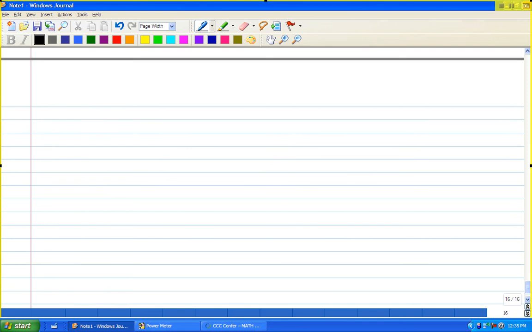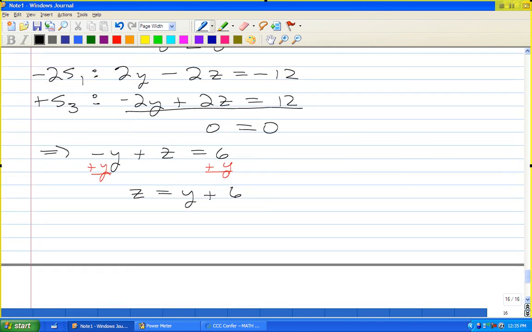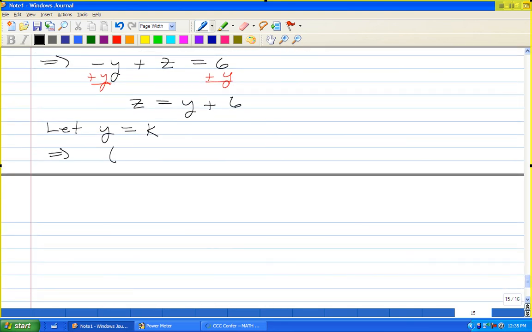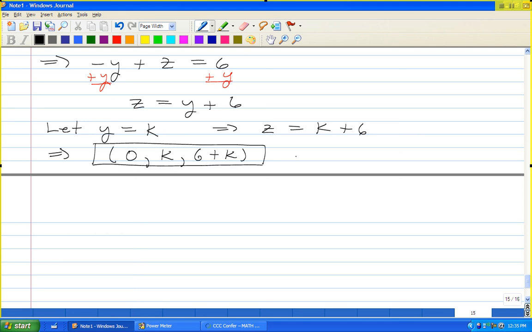And so usually, and I'll write it as an ordered pair, I'll let y equal, I don't know, call it some other variable. Usually they use Greek letters, but I'll use something like k. Let y equal k. Then my solution is, well, x is always 0. Y we called k. And well, z is y plus 6. And so I'll just call it 6 plus k.